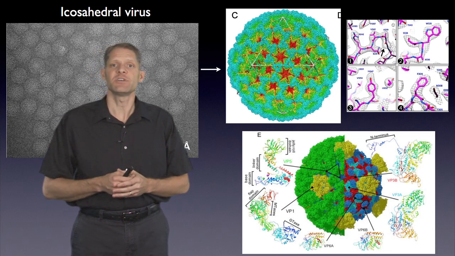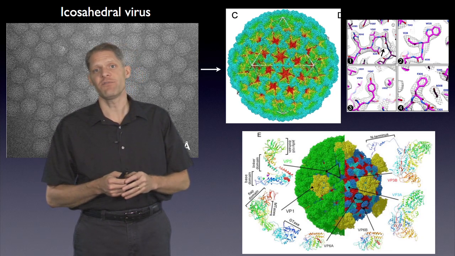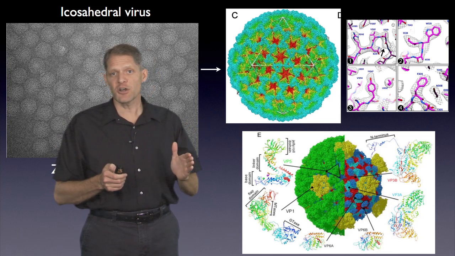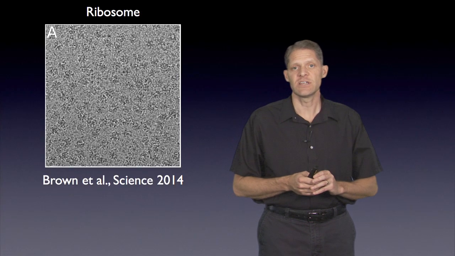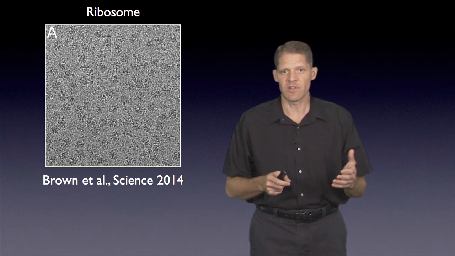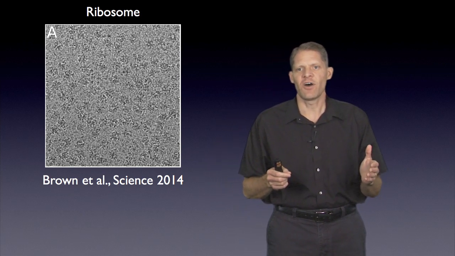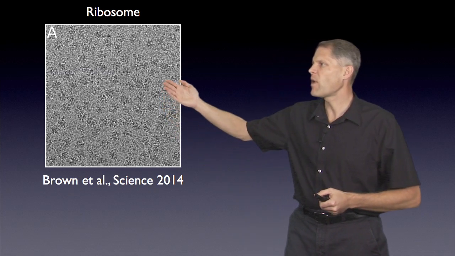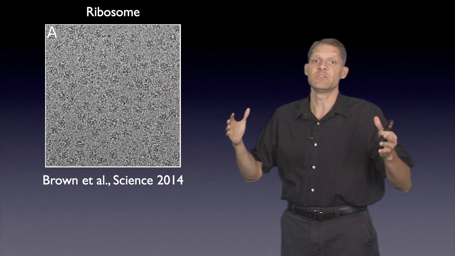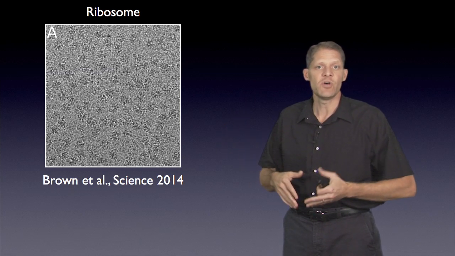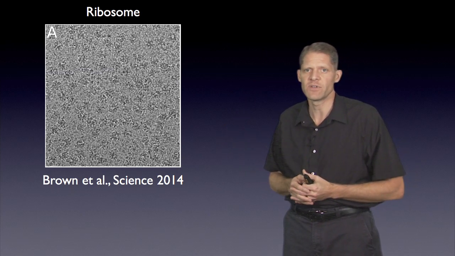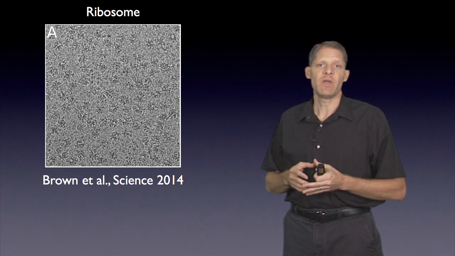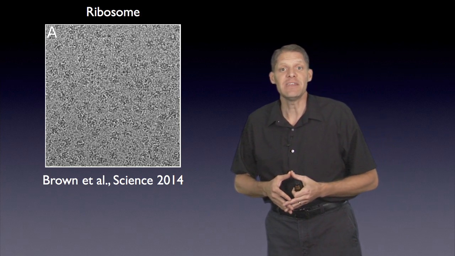And many of these reconstructions have now reached resolution sufficient to build atomic models. Icosahedral viruses are very large particles. Single particle analysis has also been used very effectively on particles that we might call intermediate sized. In fact, the example I'm going to show is that of ribosomes. Now, ribosomes are enormous macromolecular complexes, 2.5 megadaltons or larger in different kingdoms. And here, nevertheless, compared to icosahedral viruses, they're medium-sized.